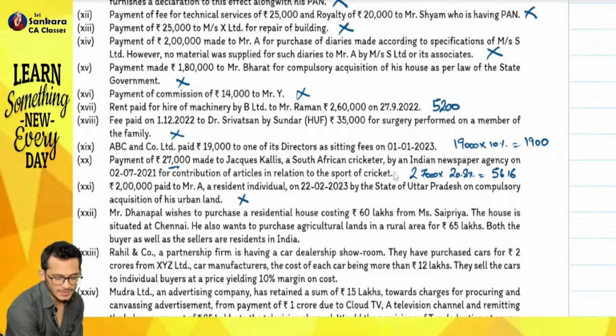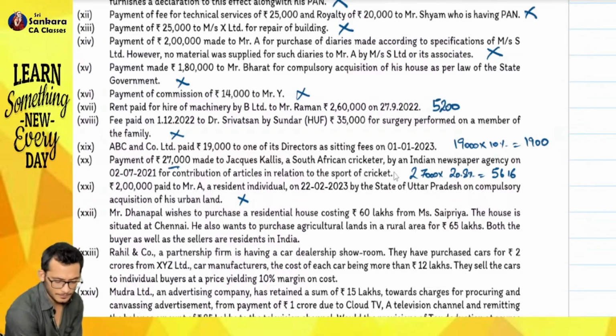Mr. Dhanpal wishes to purchase residential house costing 60 lakhs from Sai Priya. House is situated at Chennai. He also wants to purchase a rural agriculture land in rural area for 65 lakhs. Both the buyer and seller are residents in India. 194IA. Rural agriculture land is exempt from tax.